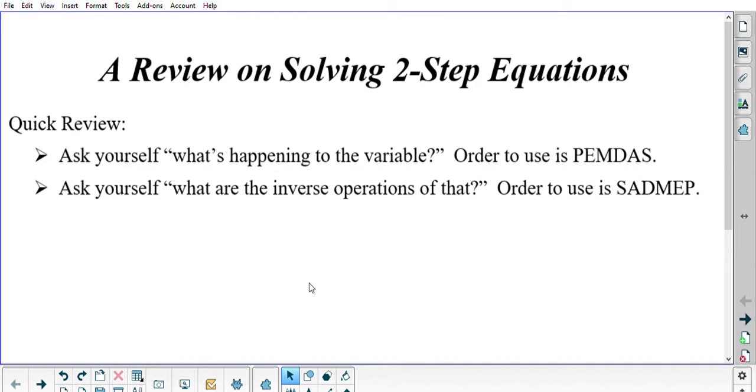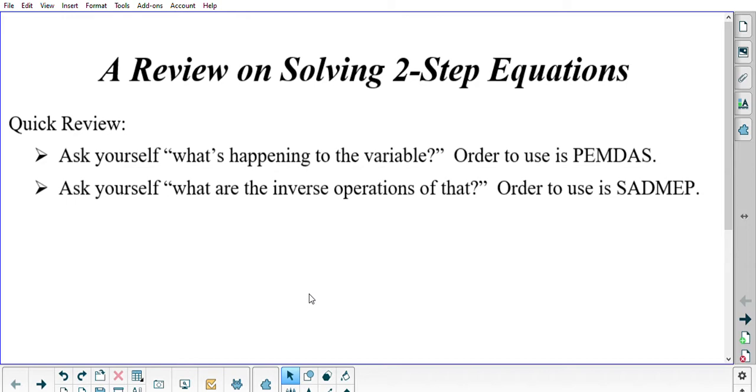Quick review. Whenever you're solving equations, you need to ask yourself what's happening to the variable. The order of whatever is happening to the variable is going to be in the order of PEMDAS, which is your traditional order of operations. But then from there, you're going to ask yourself, well, what's the inverse operations of that? Of course, the inverse of addition is subtraction, inverse of multiplication is division, and so on.